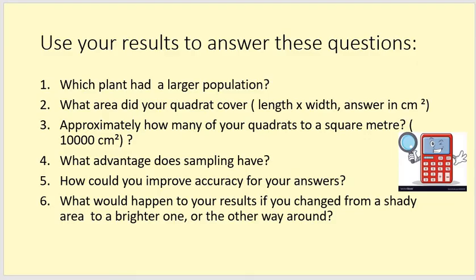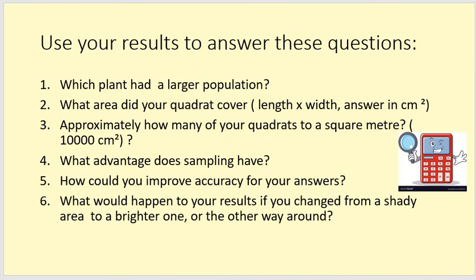Last bit you've got to do is answering 6 questions. Again, you're going to need your calculator. Told you there's quite a lot of maths in here, but that's good because we like maths and we are good at it. So, which plant had a larger population? What area did your quadrat cover? So work out the area of your quadrat. Remember, that will be inside the frame, not around the outside, because if you go for the external measurements, part of that will be covered up by the actual frame itself. Roughly how many of your quadrats would it need to make a square metre? And remember, because a metre is 100 centimetres by 100 centimetres, it's actually 10,000 square centimetres in a square metre.